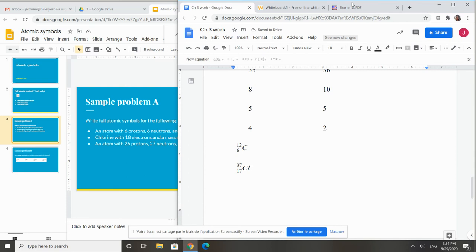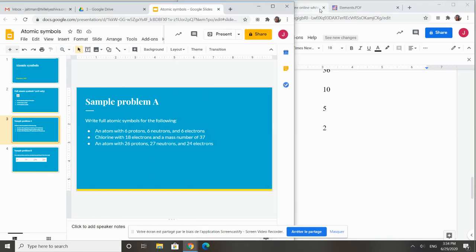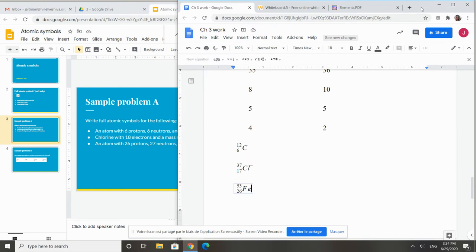And then for the next one, it says that it has 26 protons. So I find number 26 in the periodic table. I'm actually going to hold on to that for a moment. It says that it has 27 neutrons, so I add 26 plus 27 together. I see that that gives it a mass number of 53. 26 is iron on the periodic table. And then it says it has 24 electrons. So 24 is 2 less than 26, which means it has a charge of +2.